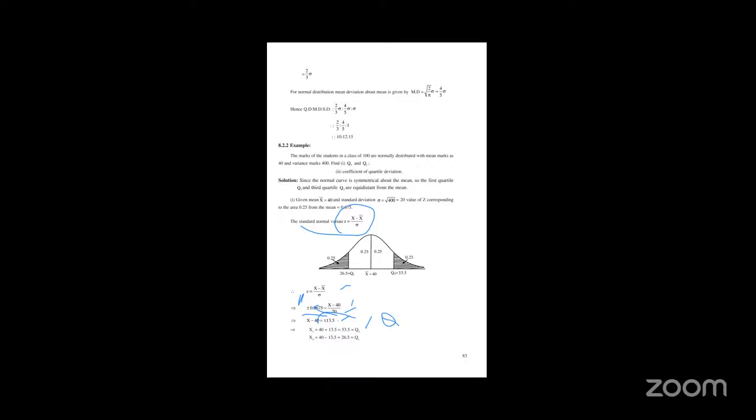That is Q3. What is the other value? Then it is 40 minus 13.5, the remaining part. So we need to subtract it from the mean. So 40 minus 13.5 is 26.5. So those are the Q3 and Q1 values.